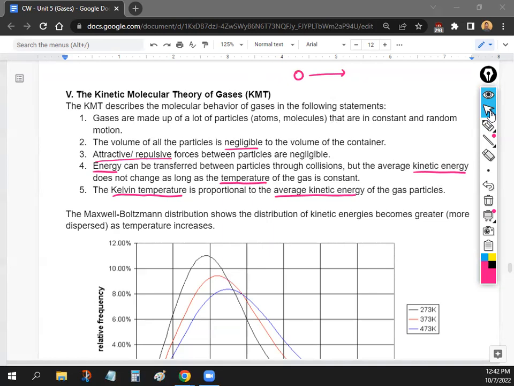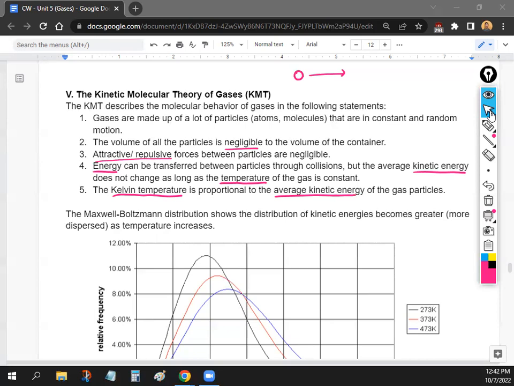Okay, so if we could summarize it very simply and concisely, gases are made out of molecules that fly around, and the energy they have from flying around, that's the temperature. That's what the KMT is. Okay. All right, any questions about that?